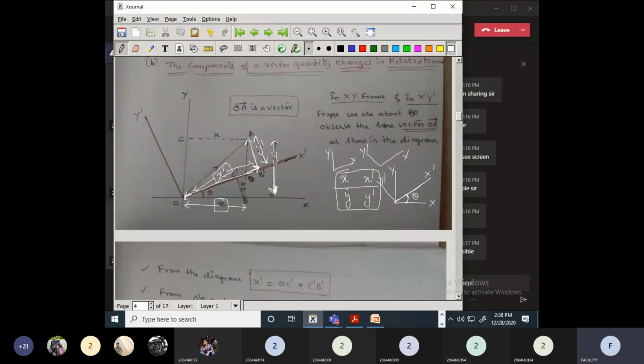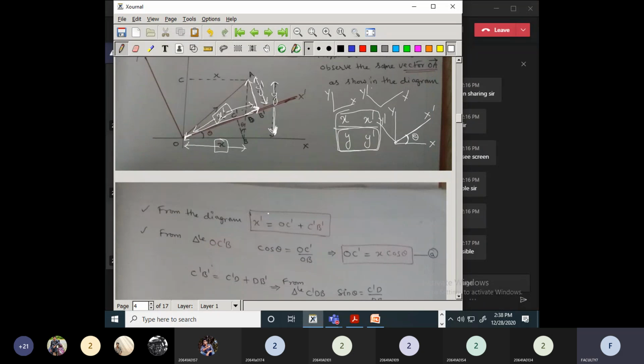You need to find the relation between x, y and x prime, y prime, as we had seen. Using simple geometry, you can find x prime. What is x prime here? You start at point O and end at point B prime, and in between you get this particular point C prime. So you can write it as the addition of OC prime plus C prime B prime.